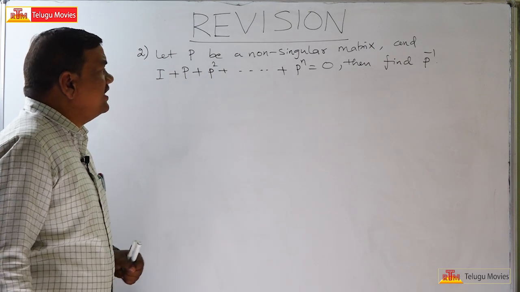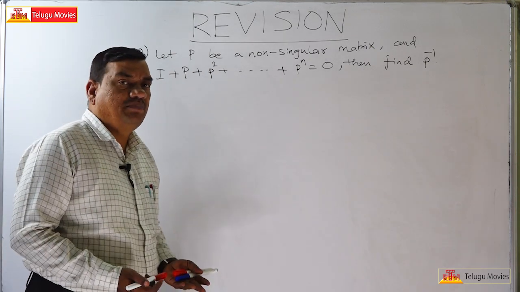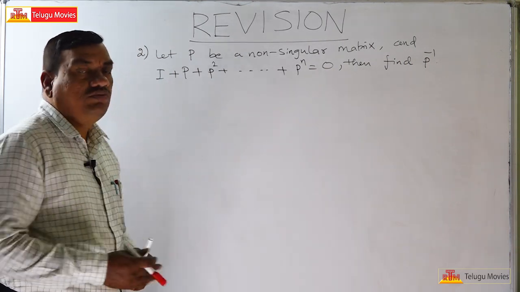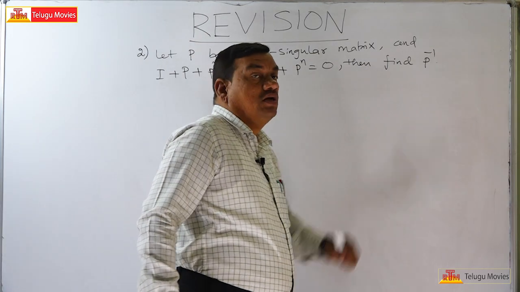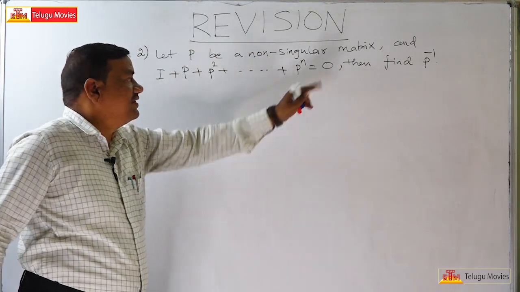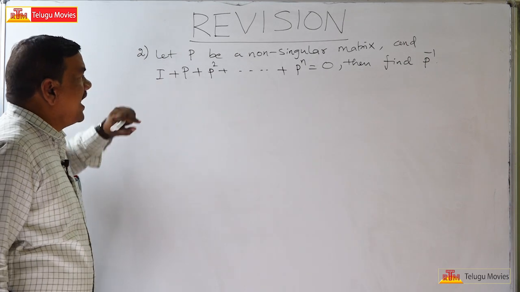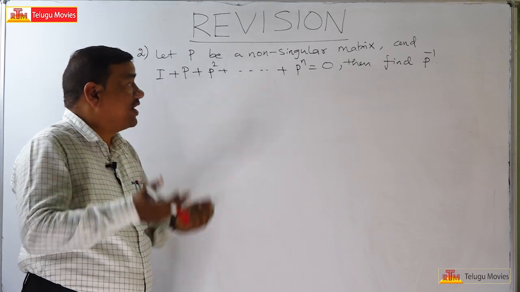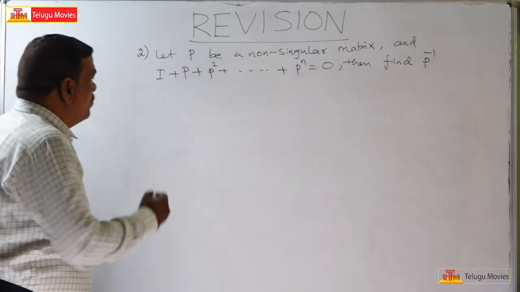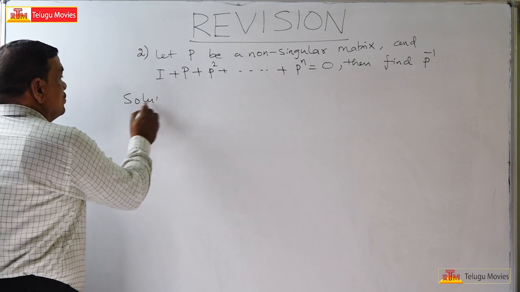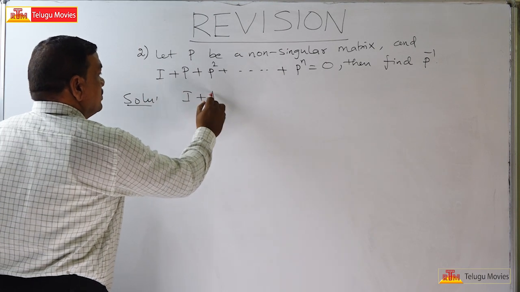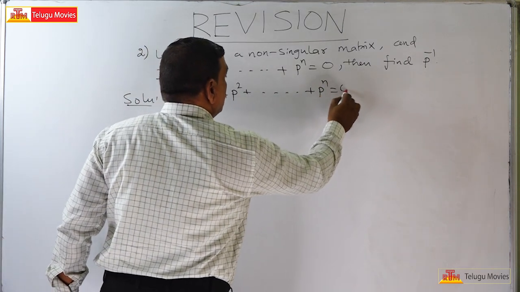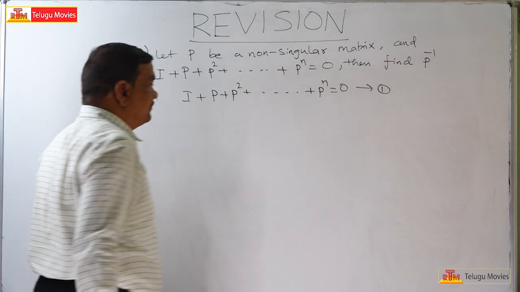It is given P is a non-singular matrix, hence P is invertible. So that means its inverse exists. Then we have to find that inverse matrix satisfying this condition. What is that condition? Identity matrix plus P plus its square, its cube, so on, P power n is equal to 0 matrix. Then how to do this problem? So what is given here? I plus P plus P square plus so on, P power n is equal to 0 matrix. Call it as 1.